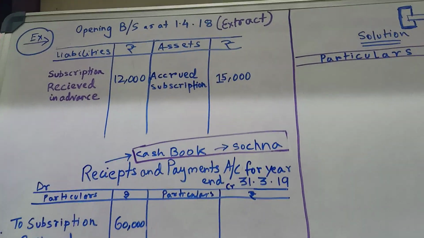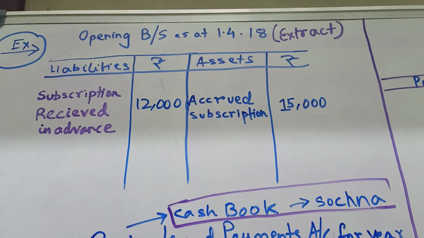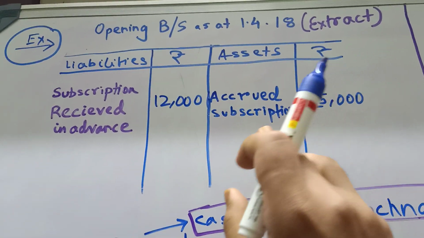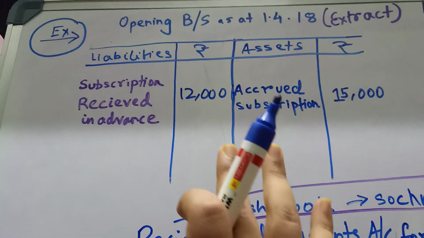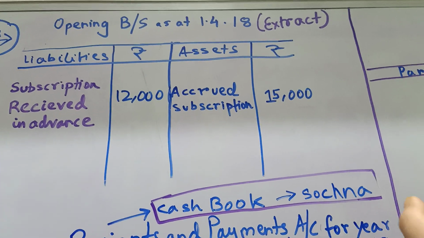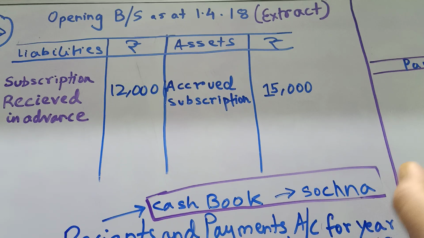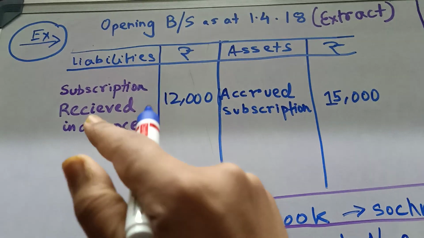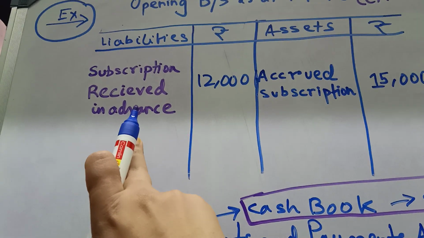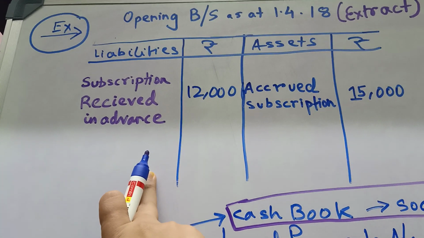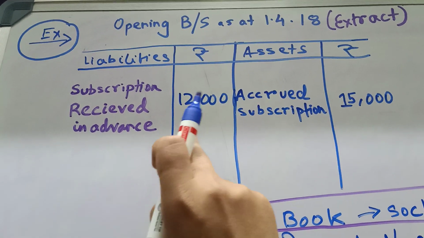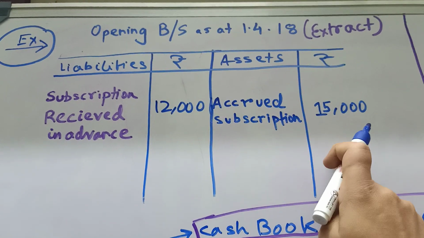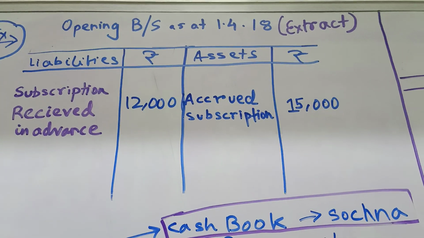So right now, as you can see, there is this opening balance sheet on 1st April 2018. This is an extract because we do not have the full balance sheet. I'll just explain the treatment of subscription, so only the necessary information required to calculate subscription shall be taken into account. In this opening balance sheet, you can see there is one subscription received in advance on 1st April 2018 for Rs 12,000 and an accrued subscription of Rs 15,000 as standing on 1st April 2018.